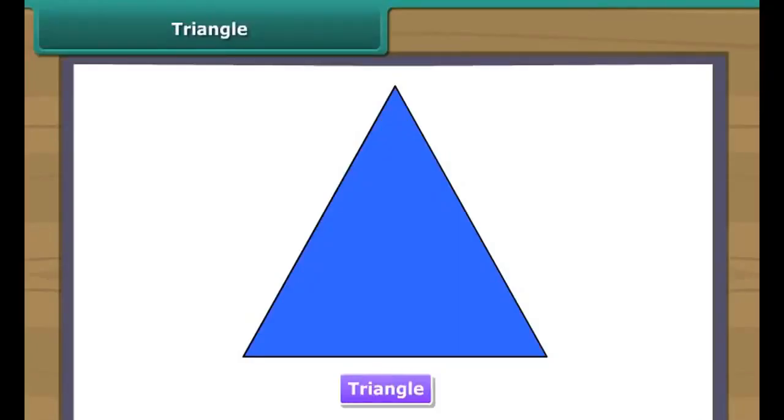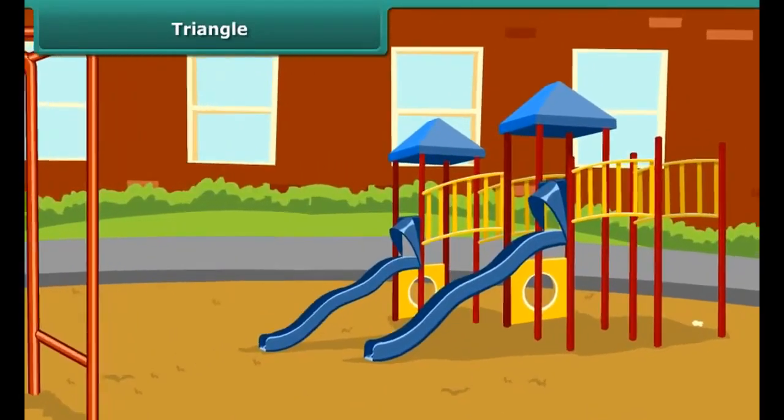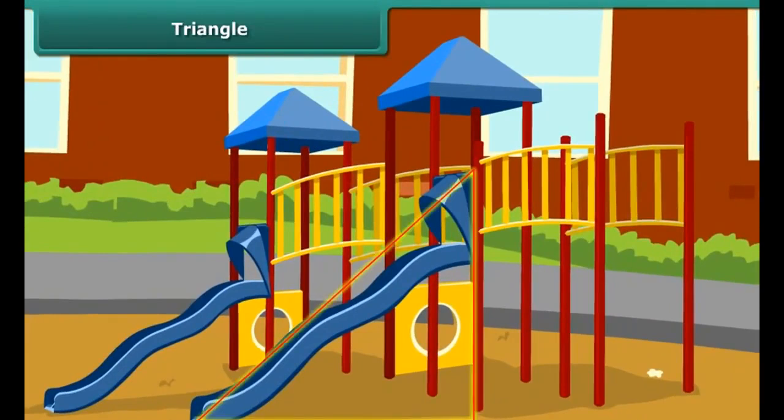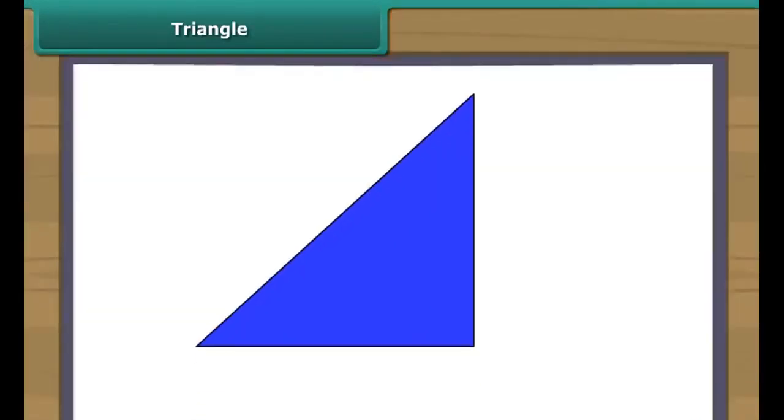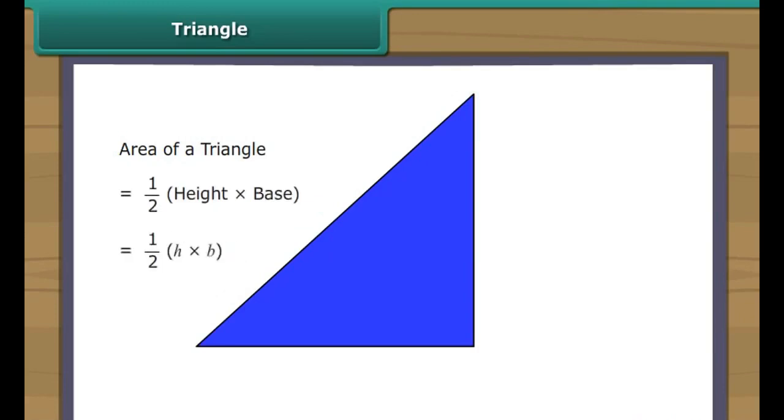Triangle. What is a triangle? A triangle is a three-sided closed figure. Have you noticed the slider in the park? It is in the shape of a triangle. So, can we find the area of a triangle? Yes, we can find the area of a triangle by using the formula for the area of a triangle. For this, we require the measures of the base and the height of the triangle. The area of a triangle is half the product of its height and base.